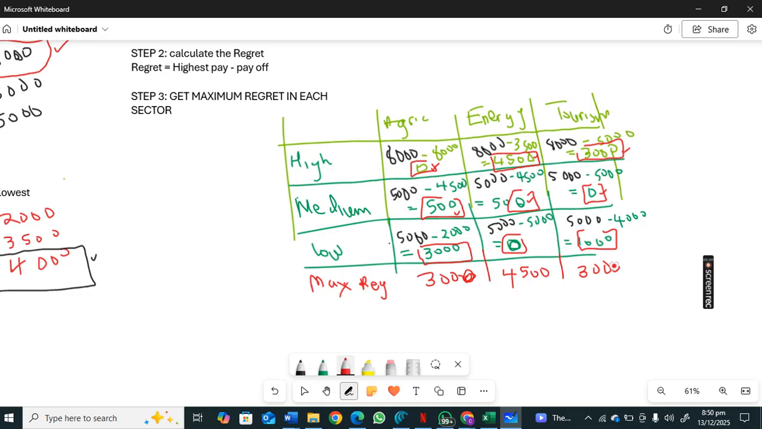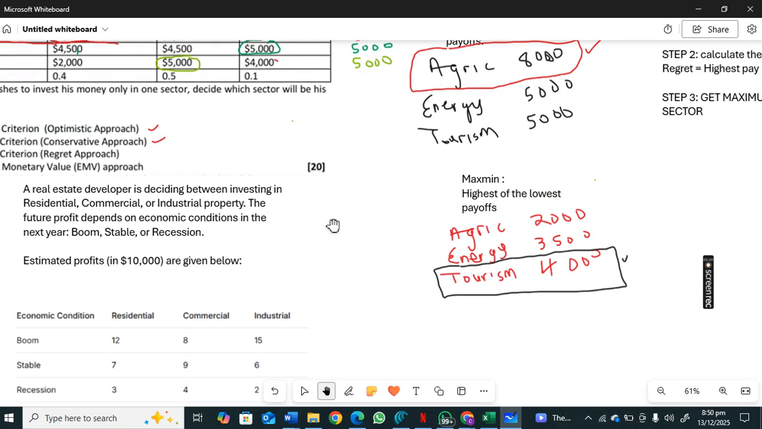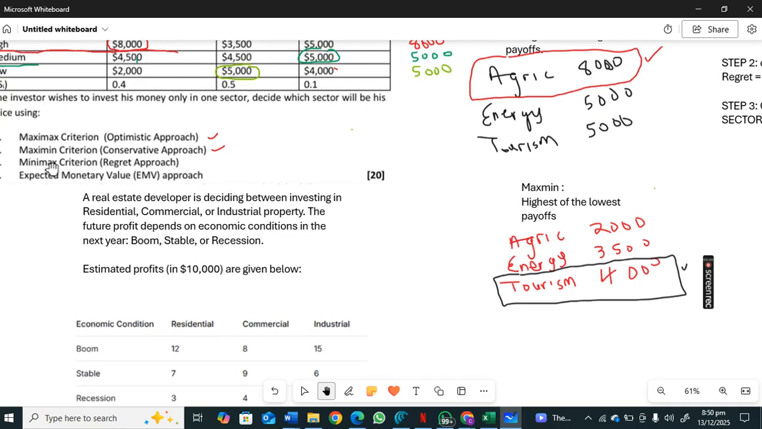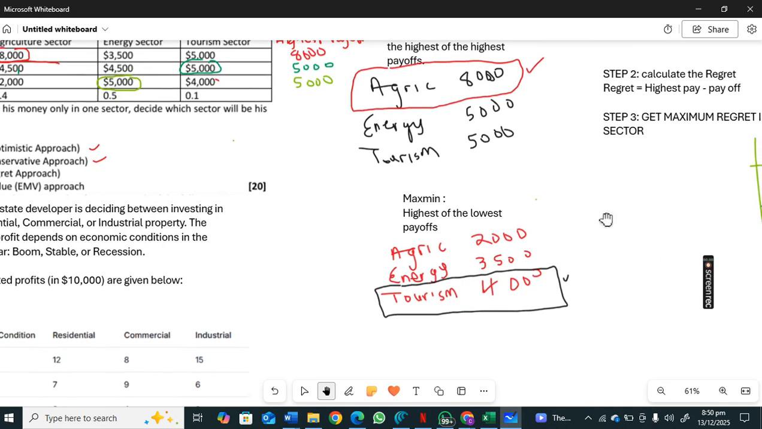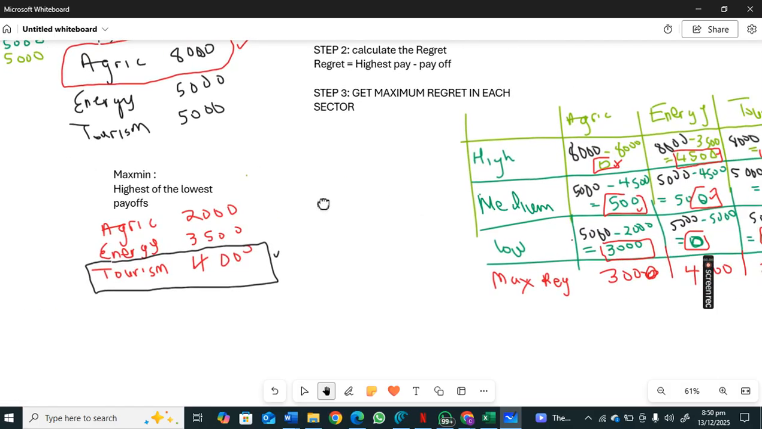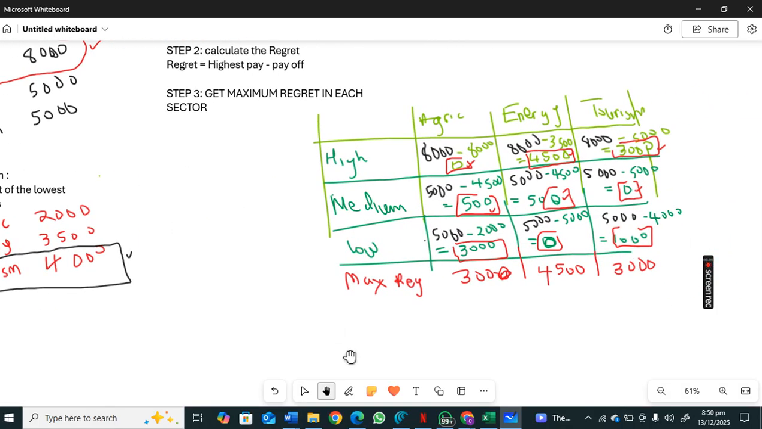Then we go to the final step, step 4, where we apply the Minimax. As the name says, Minimax, we're going to get the lowest of the highest regrets. That's what the Minimax is. So step 4, apply the Minimax. We pick the lowest of the maximum regrets.